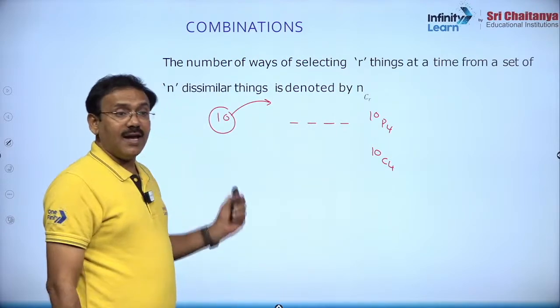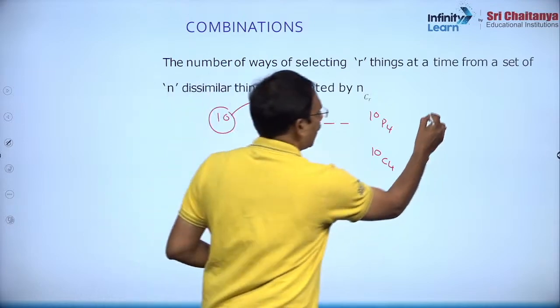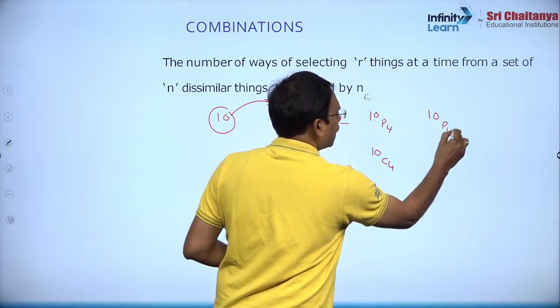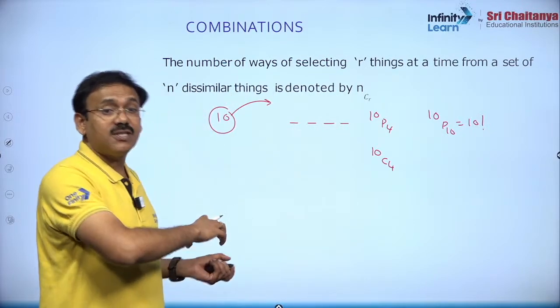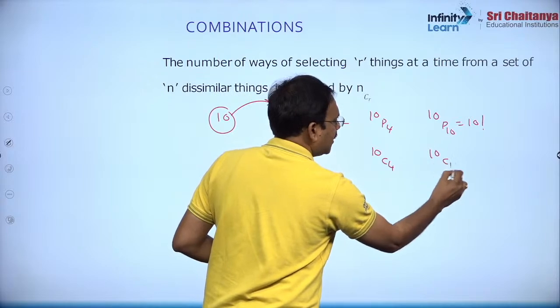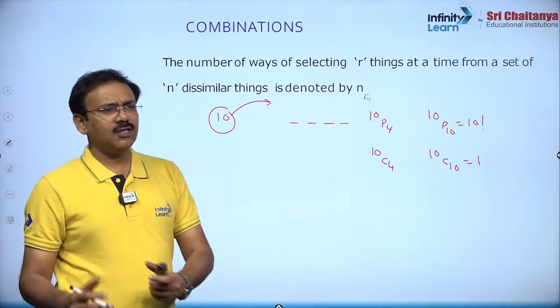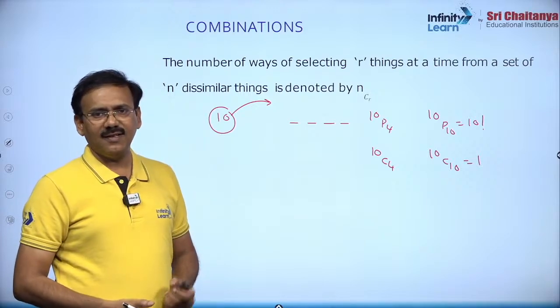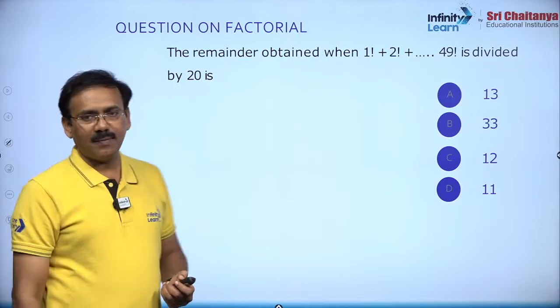If I want to arrange all the 10 students in a row, the number of ways is 10P10, which is nothing but 10 factorial. If I want to select all the 10, select in the sense 10C10, which is going to be 1, my dear friends. Selecting all the students is only one way, right? With these fundamental points, we shall enter the problem.